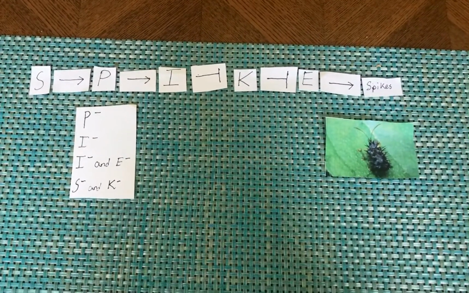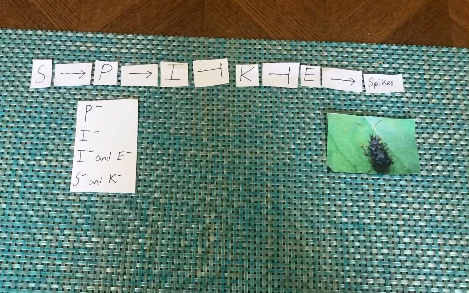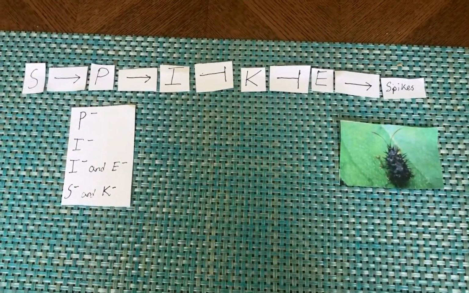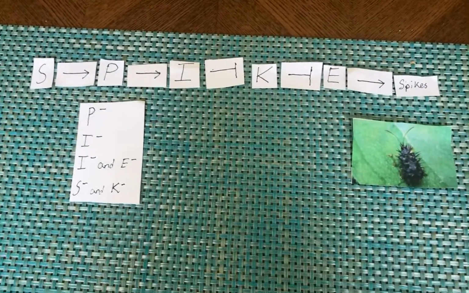So we got a pathway set out here which leads to the formation of spikes in certain cells of the ectoderm of this guy right here, the spiny beetle. So the few things I want to talk about. First of all, the letters here are genes. All these genes can be detrimental in the formation of those spiky cells.